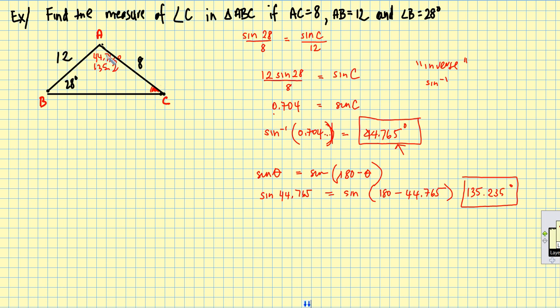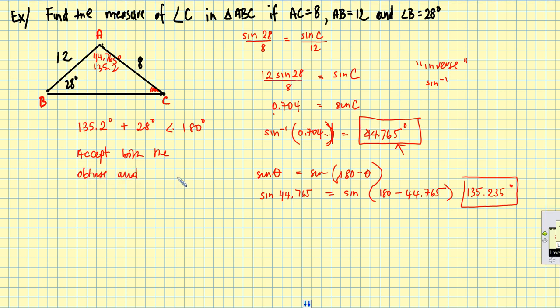If I took 135.2 degrees and summed it up with 28 degrees, which is the other angle in triangle ABC, if the sum of those two were to be greater than 180 degrees, then I would have to reject the possibility of the obtuse angle. But since 135.2 plus 28 is going to be less than 180 degrees, then I can accept both the obtuse and acute angles.